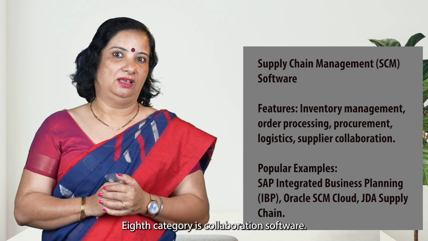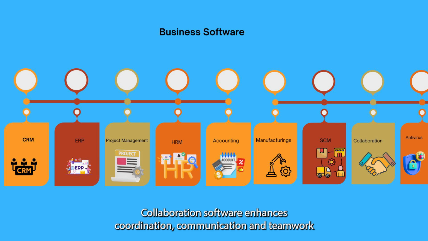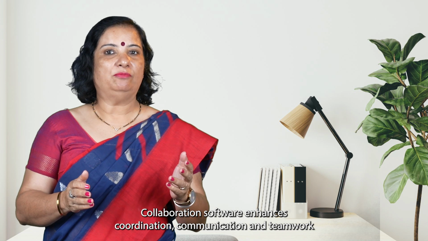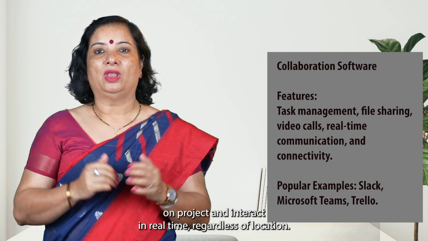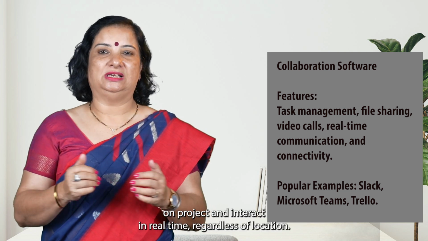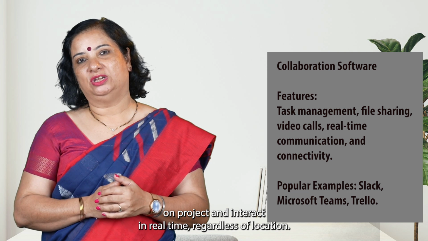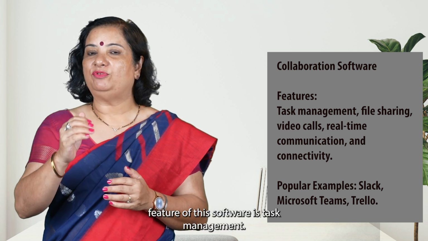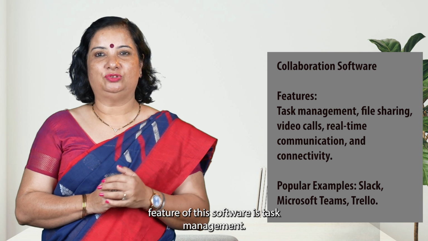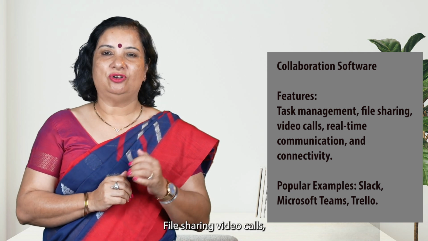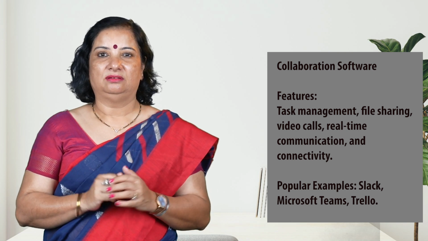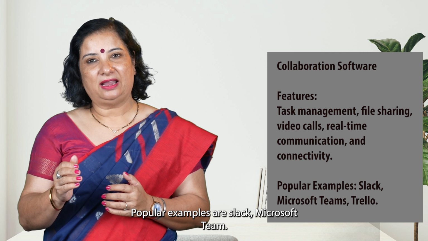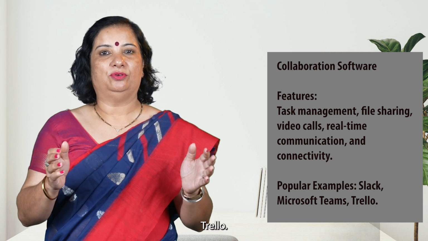Eighth category is collaboration software. Collaboration software enhances coordination, communication, and teamwork among business teams, allowing members to work together on projects and interact in real time, regardless of location. So the main features of this software are task management, file sharing, video calls, real-time communication, and connectivity. Popular examples are Slack, Microsoft Teams, and Trello.